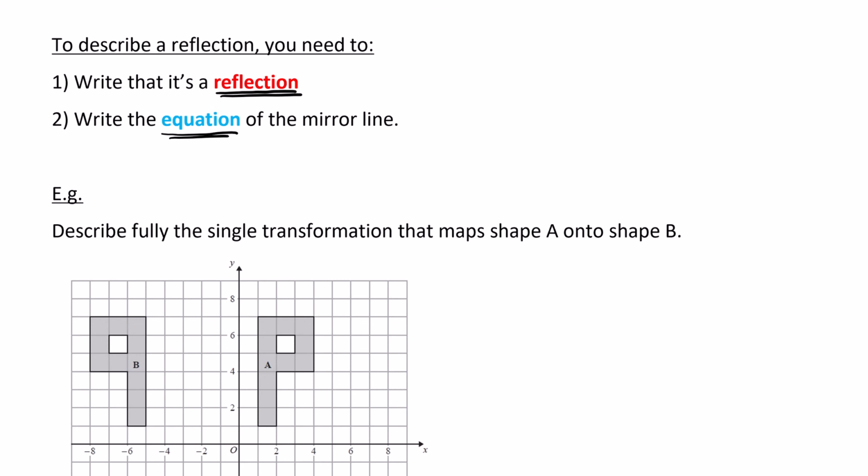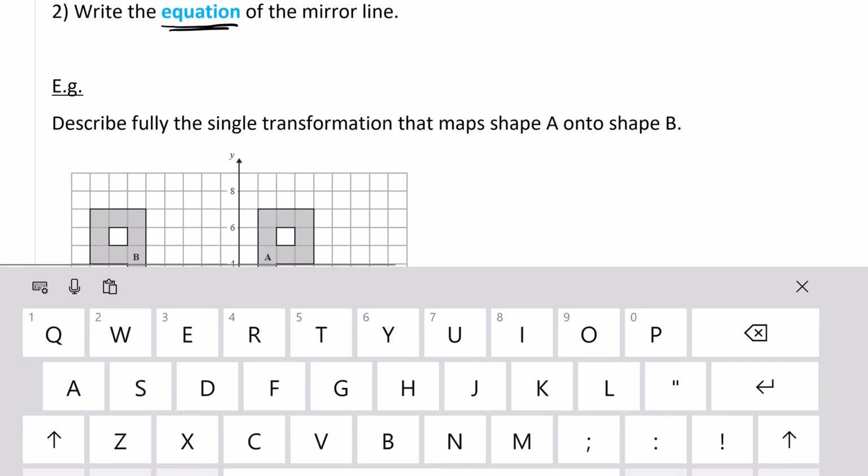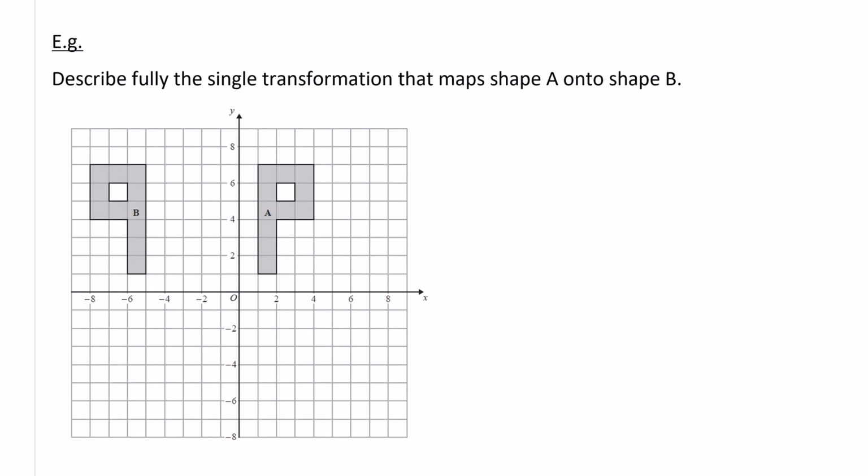So the question will say, describe fully the single transformation that maps shape A to shape B. How does shape A become shape B? And it's a single transformation because only one transformation has happened. It's either a reflection or a rotation or a translation or an enlargement. But it can't be two or more of those. So this looks like a reflection.